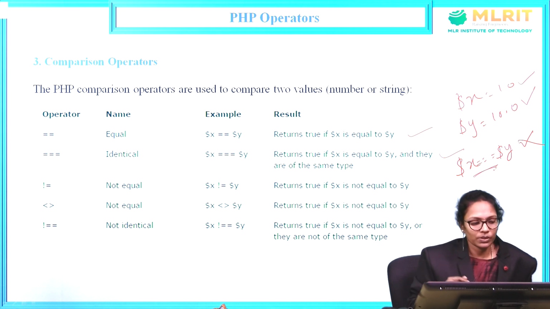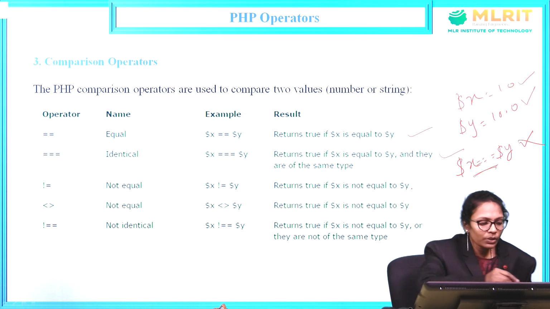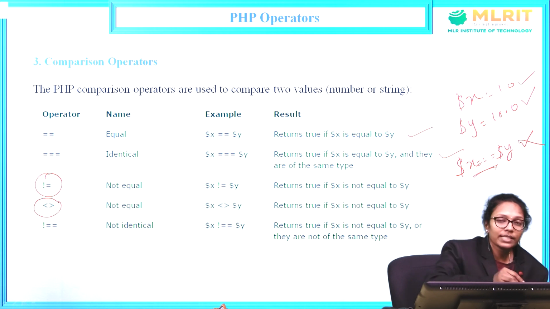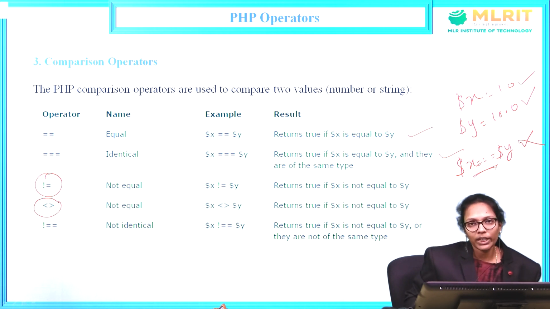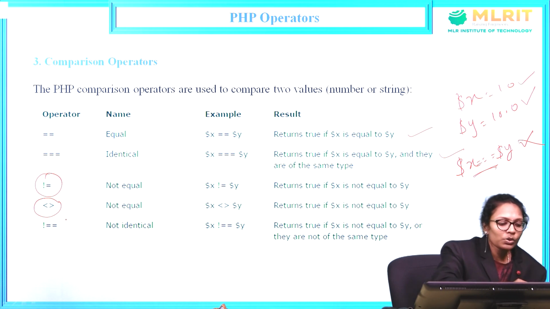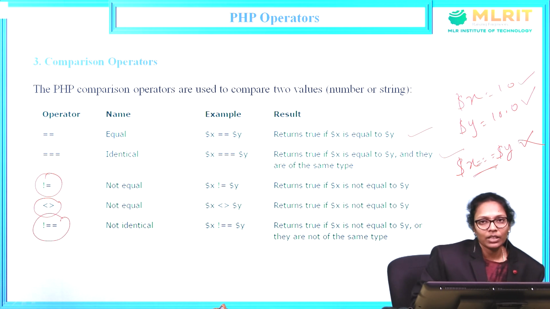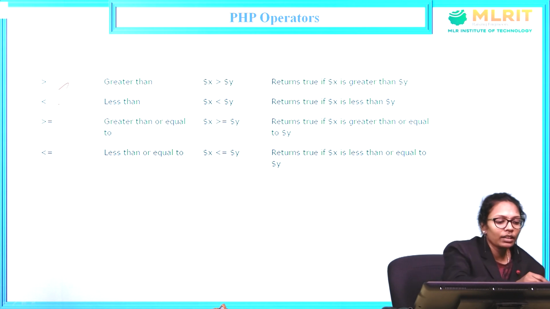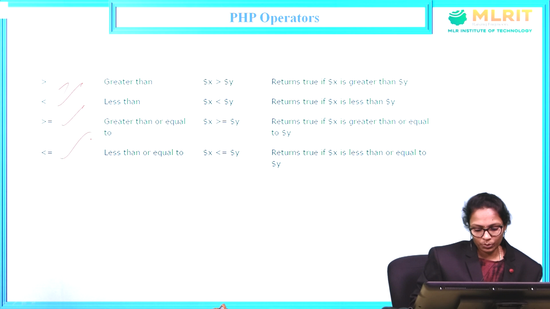That means false. And for not equal, we know this, we use exclamation followed by equal. We can also use the less than and greater than symbols for not equals in PHP. And like not equals, we can also check not identical. Not equals will only check the value, whereas not identical will also check the data type. And we have less than, greater than, less than or equal to, and greater than or equal to also.